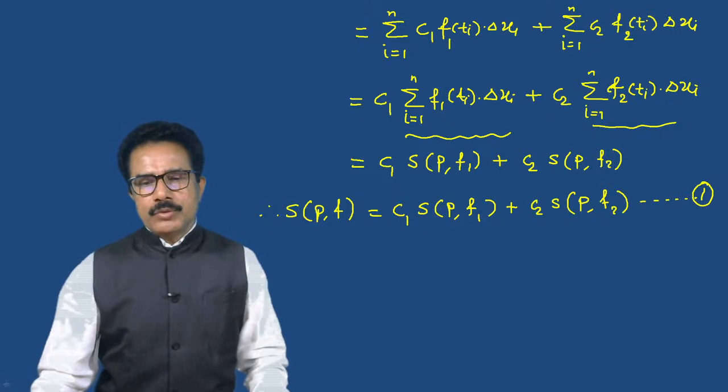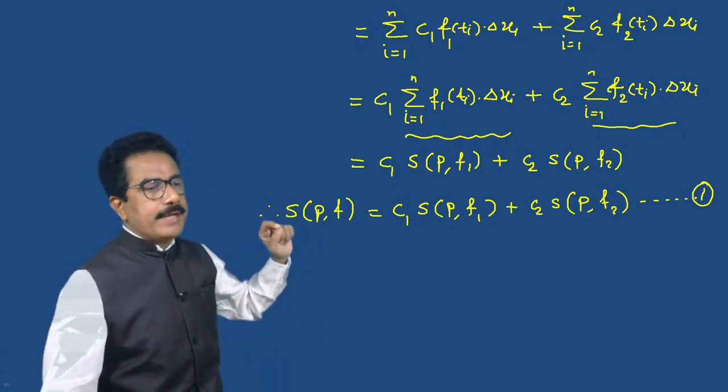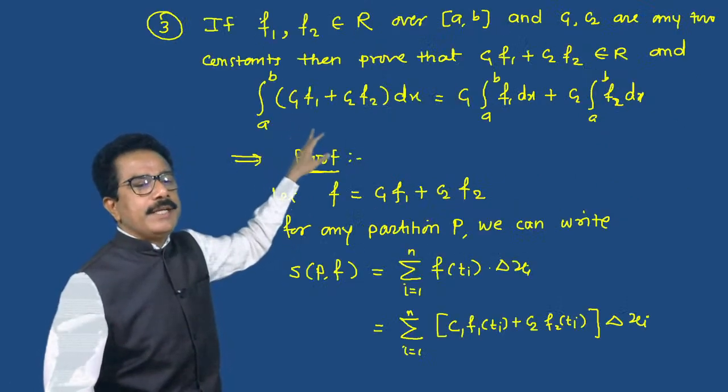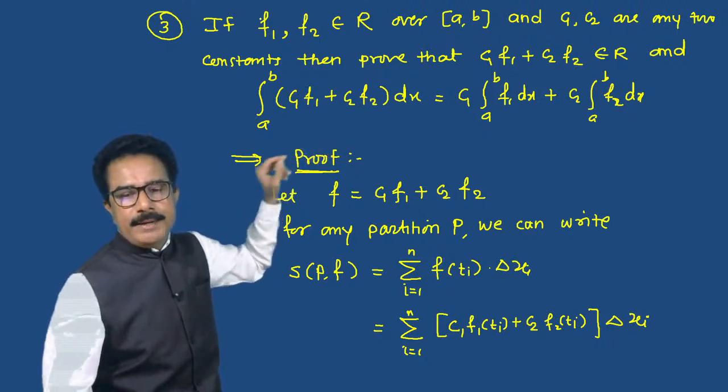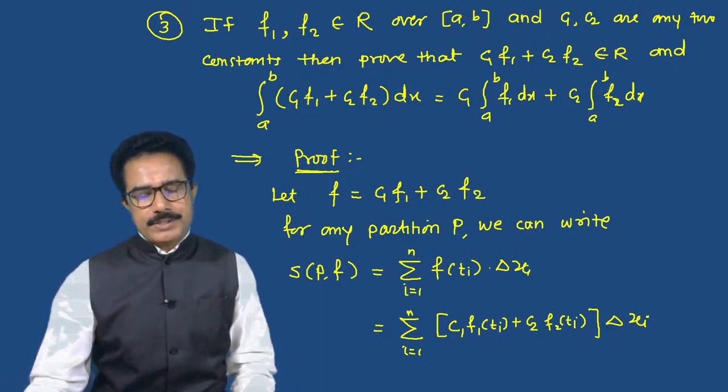Now we shall move towards the main problem. What is that? Actually we have given that the functions f1 and f2 are the integrable functions. See this, we have given f1 and f2 are the two bounded and integrable functions. Then we have to prove this result.